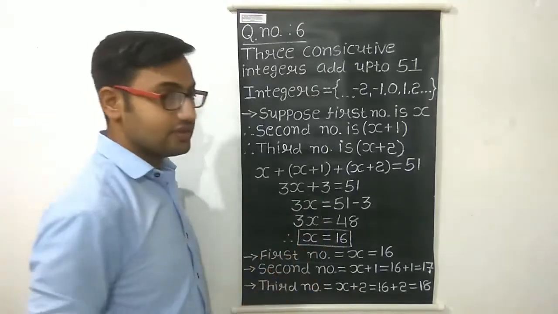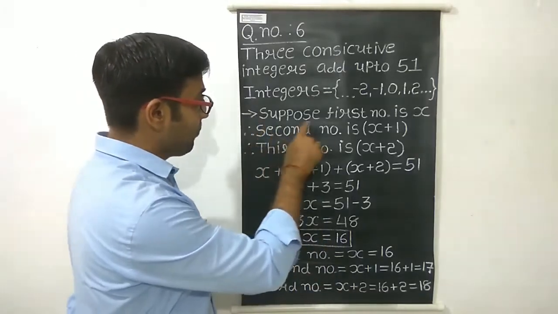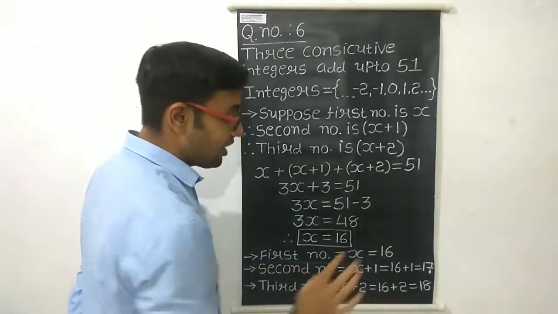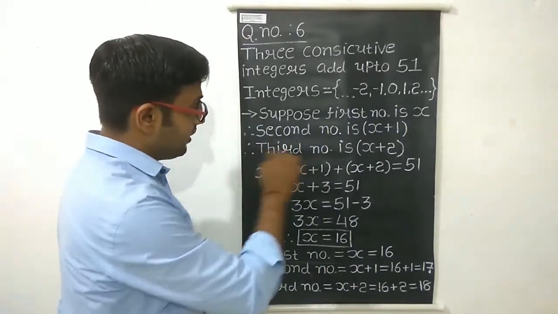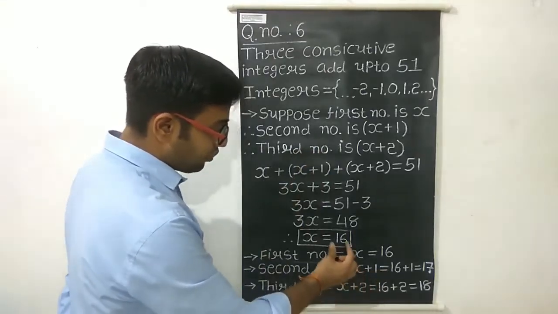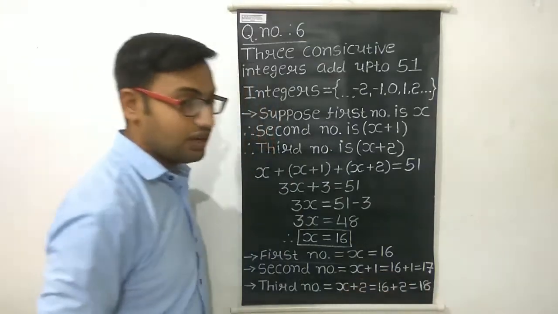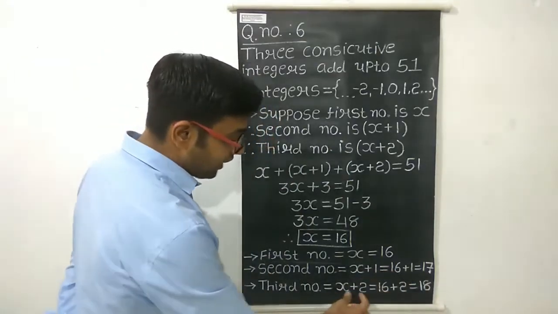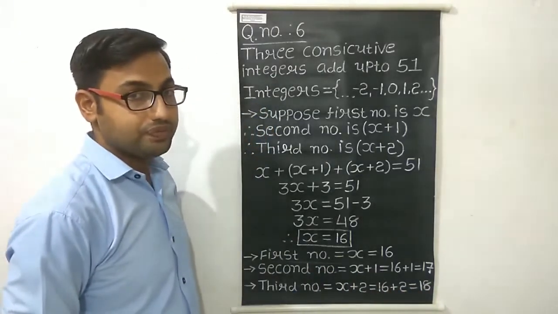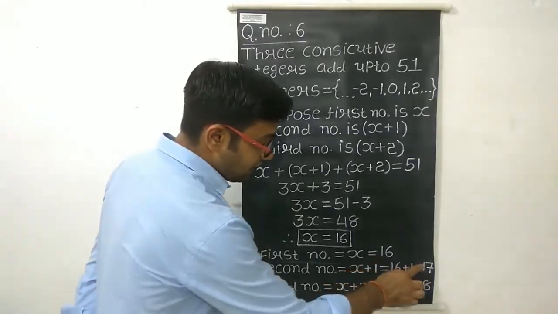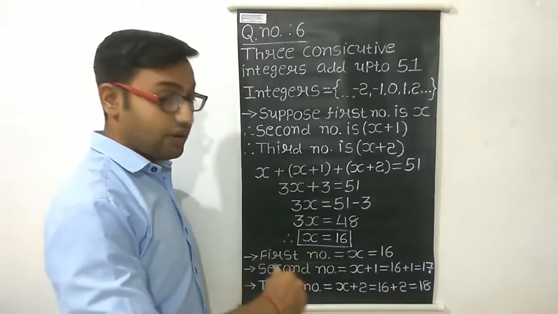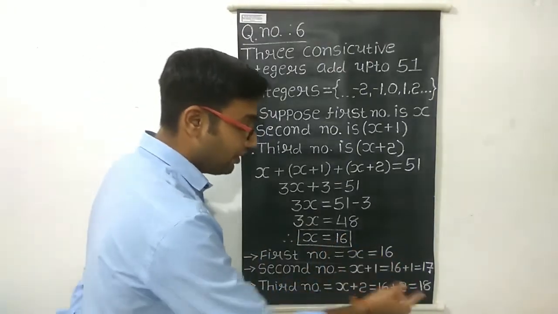So we get the value of x, right? Now see here, we supposed the first number as x. So our first integer is equal to x, and that is equal to 16. The second number is x plus 1. Instead of x, now we can put 16: 16 plus 1 is equal to 17. And our third number will be x plus 2, that is 16 plus 2 is equal to 18. So you can notice that 16, 17, 18 are consecutive numbers, one after another.